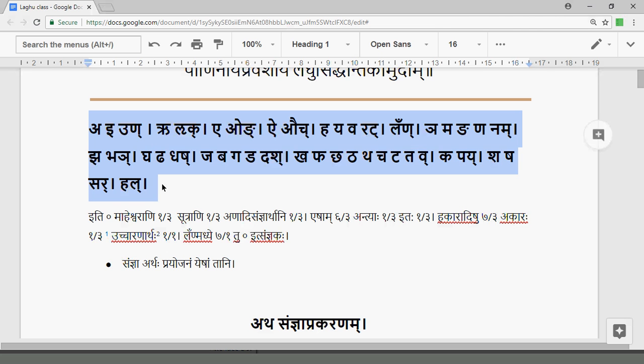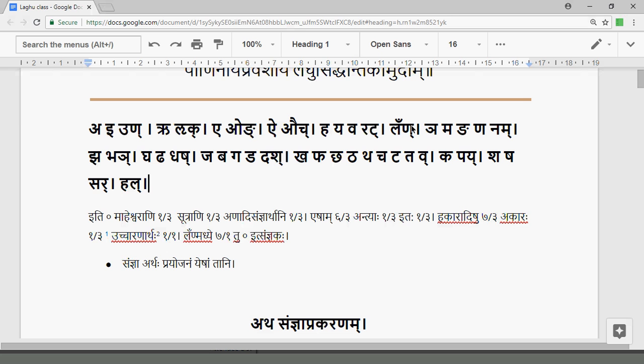Therefore, in these 14 sutras, there are a total of 15 it letters: 14 consonants which are it letters, and one Akara which is it letter, one vowel. So there are 15 it letters in these 14 sutras. This is the Maheshvara Sutra being introduced by the Vrittika, the Laghu Vritti.